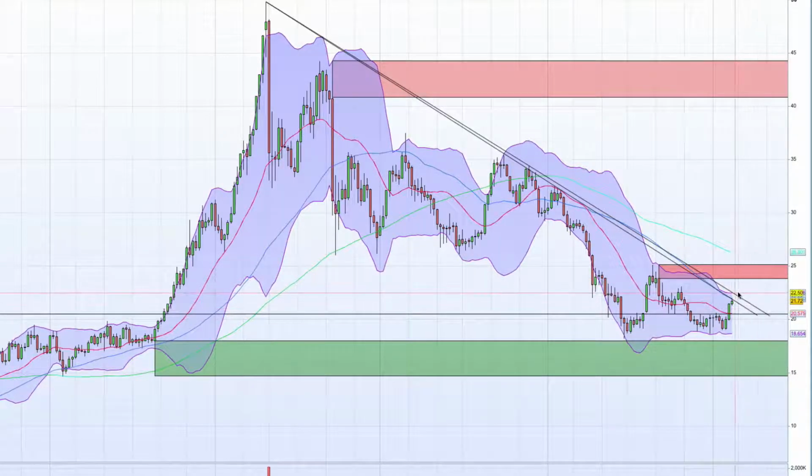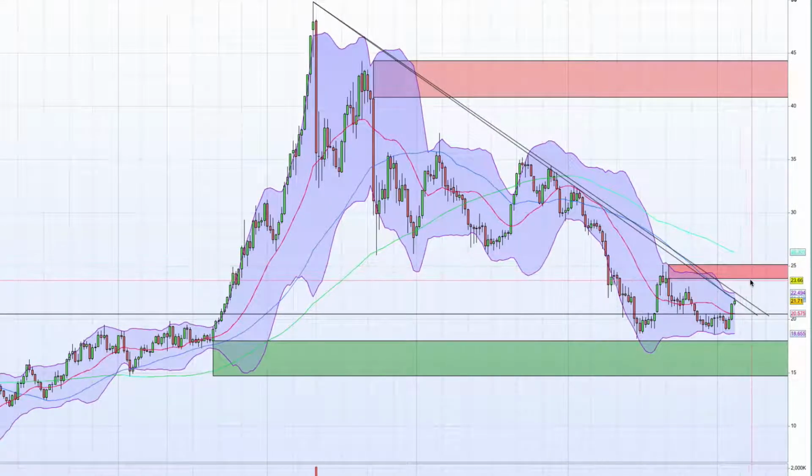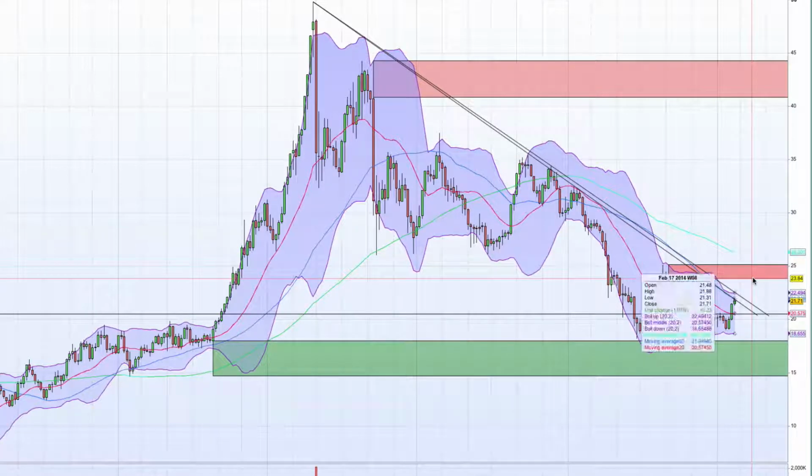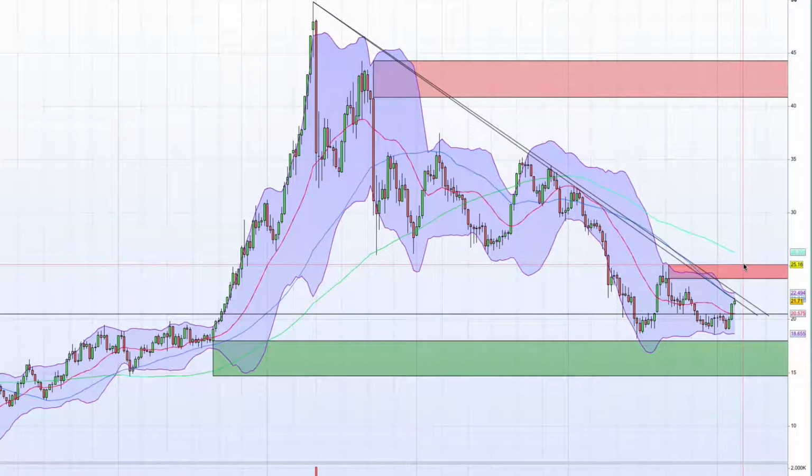If we're able to break above this line, then we can easily see a move to 23.90, 23.80, around that area, and possibly test this 100-day moving average as well, around 26. But again, I would look to target anywhere between 23.80 all the way up to 25 and a half, actually low 25s.